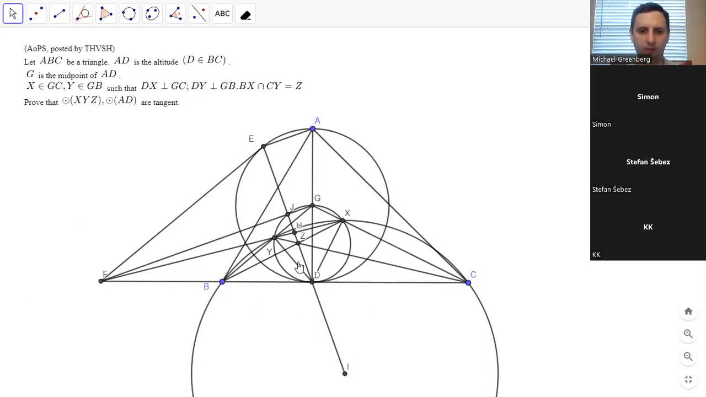Well, by Brocard's theorem, we know that IZ is perpendicular to FG, right? And then we know that DZ is perpendicular to FG. So does that kind of solve it? How do we know that DZ is perpendicular to FG? It depends on how we define J.